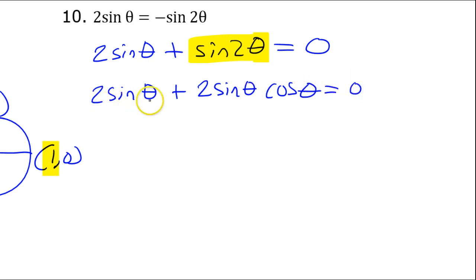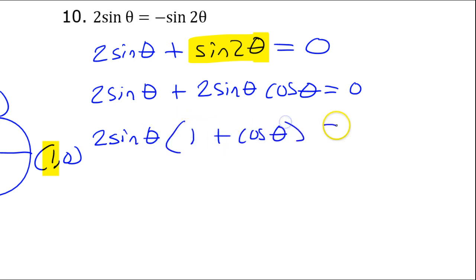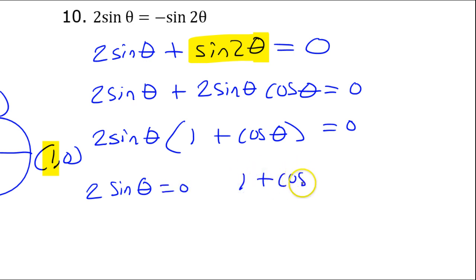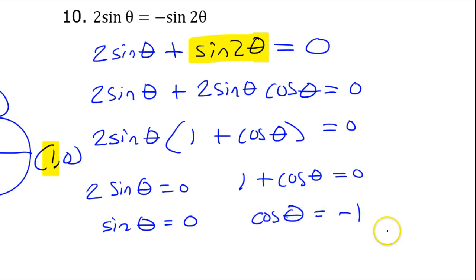I see that we have 2 sine theta in both terms, so I'm going to take out that GCF. So if I take my 2 sine theta outside of parentheses, that leaves 1 plus cosine theta. Now I will use my 0 product property and set each factor equal to 0. So 2 sine theta equals 0, and 1 plus cosine theta equals 0. Dividing by 2 on both sides, I have sine theta is equal to 0. Subtracting 1 on both sides, I have cosine theta equals negative 1.